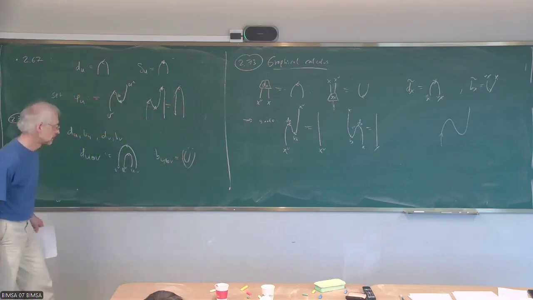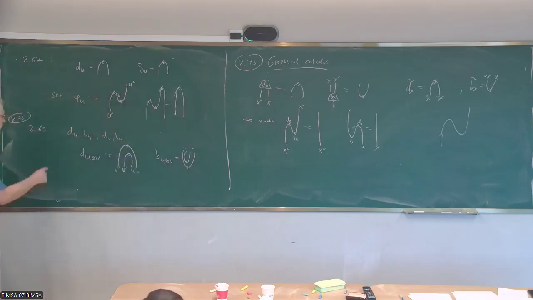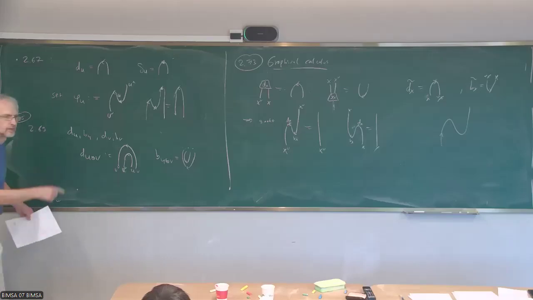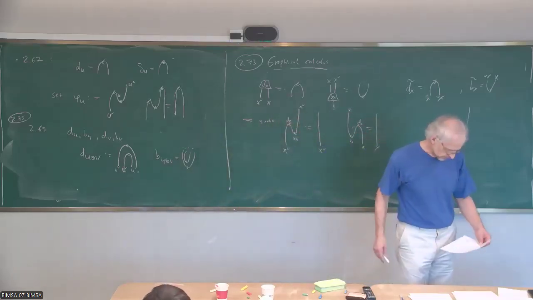Suitable labels here, and suitable co-evaluations. And then using the snake identities for U and for V, you see that this also satisfies the snake identities.